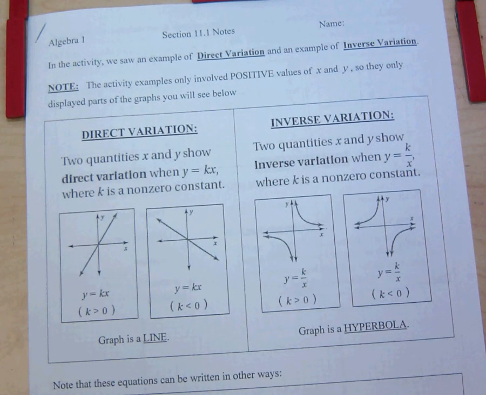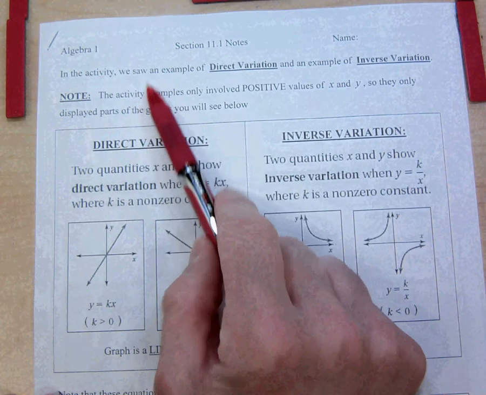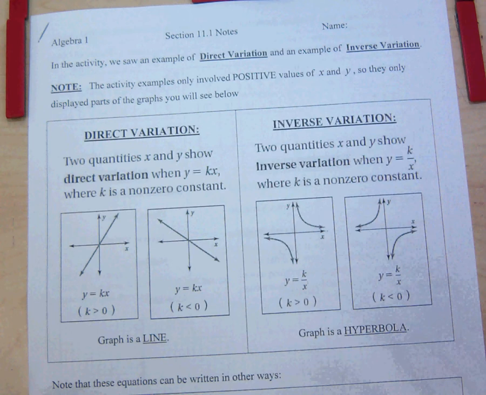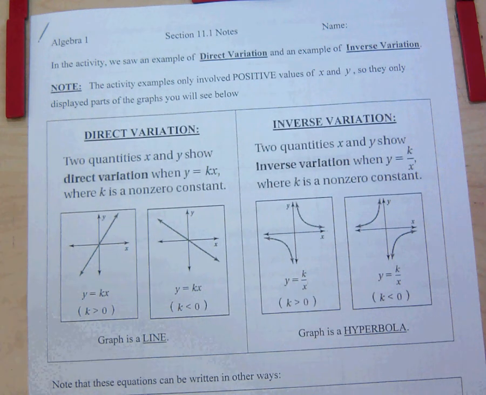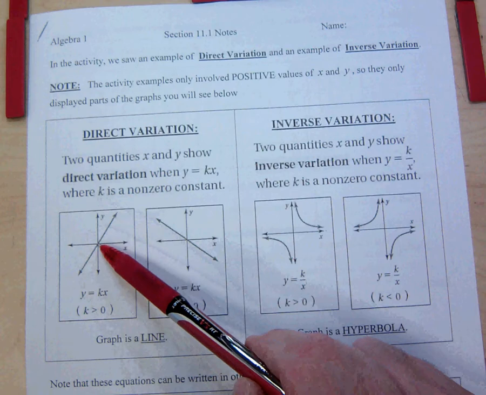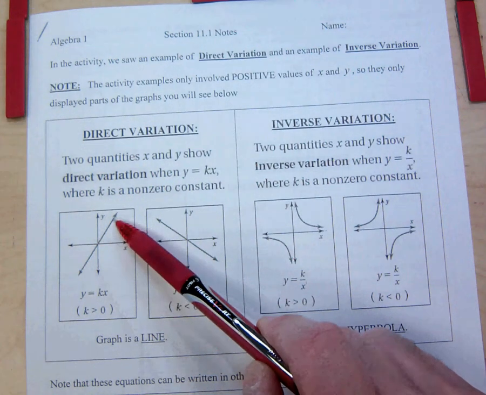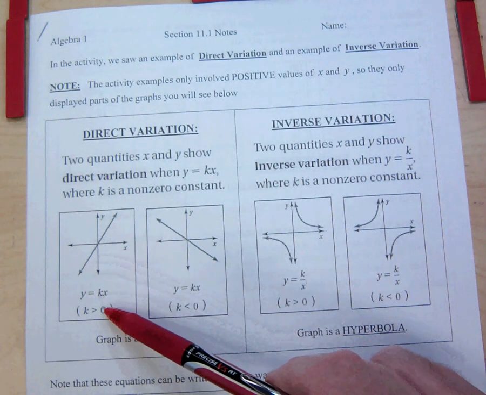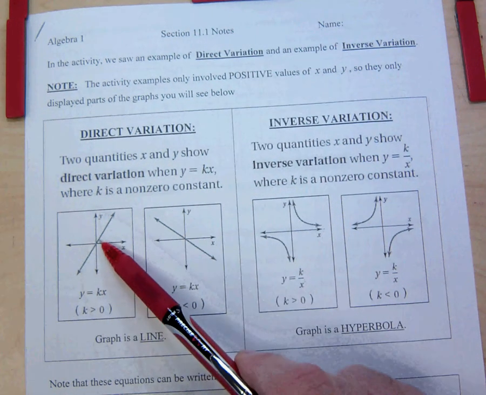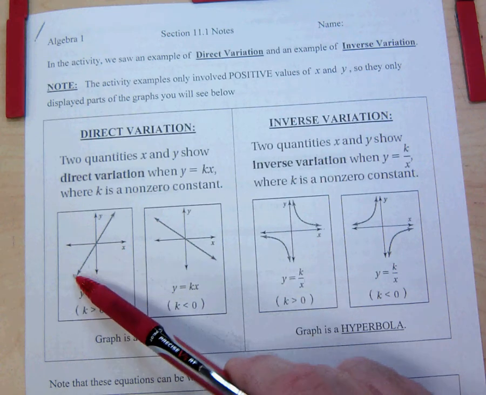John, can you go ahead and read the top couple sentences here? Okay, so in that first example, when we dealt with the movies and the total cost, we only considered positive x and y values, right?